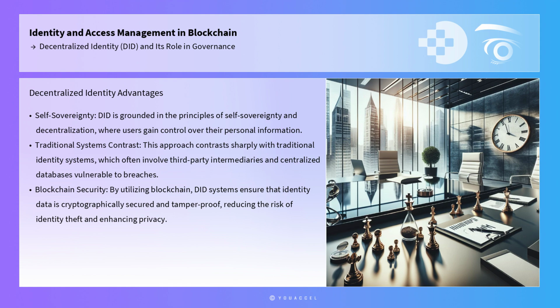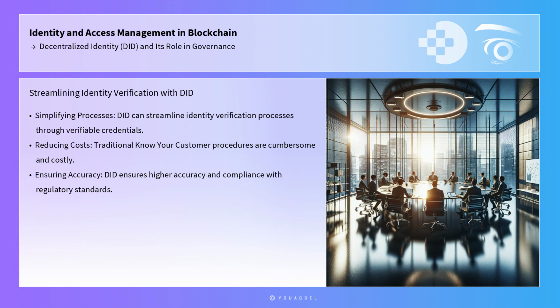DID is grounded in the principles of self-sovereignty and decentralization, where users gain control over their personal information. This approach contrasts sharply with traditional identity systems, which often involve third-party intermediaries and centralized databases vulnerable to breaches. By utilizing blockchain, DID systems ensure that identity data is cryptographically secured and tamper-proof, reducing the risk of identity theft and enhancing privacy. A critical application of DID in governance is its potential to streamline identity verification processes.